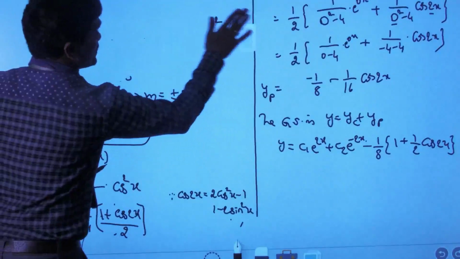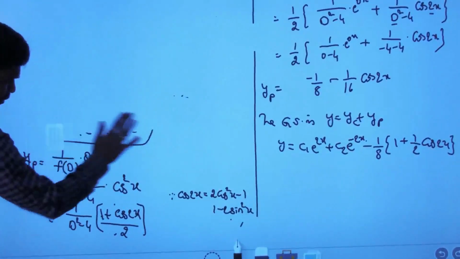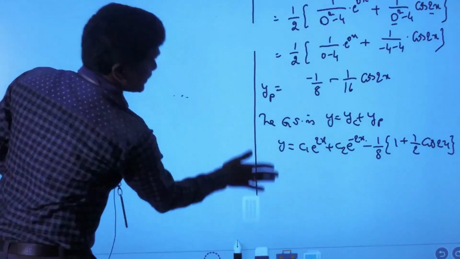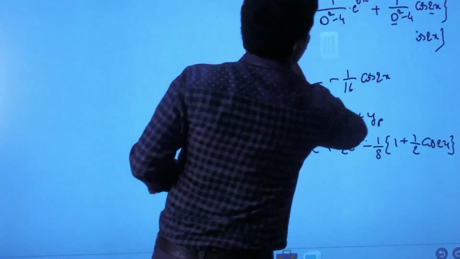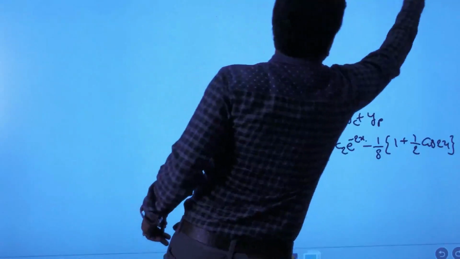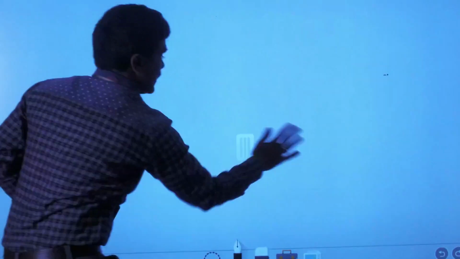When q is equal to sin ax, or sin a sin b, or sin a cos b, cos a sin b, or cos a cos b, in this case how do we find the particular integral? We will discuss when q is sin a sin b, or cos a cos b, or sin a cos b. Now what is our problem?